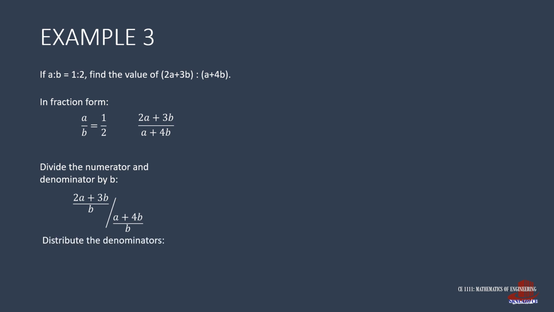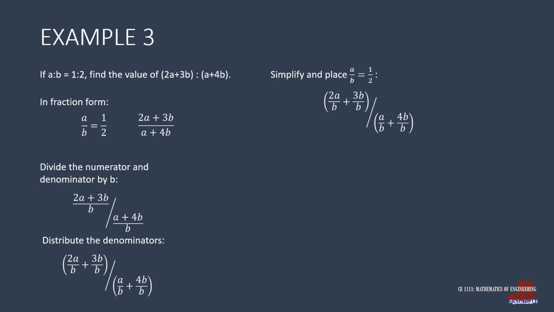Next is to distribute the denominator b among the terms. So the numerator has 2a over b plus 3b over b. The denominator will have a over b plus 4b over b. We plug in a over b as 1/2 and then simplify the rest of the fraction. So the numerator becomes 1 plus 3 and the denominator has 1/2 plus 4, which is simplified as 4 over 4.5. This is the proportion for the required, although it is still in a decimal form, which should not be.